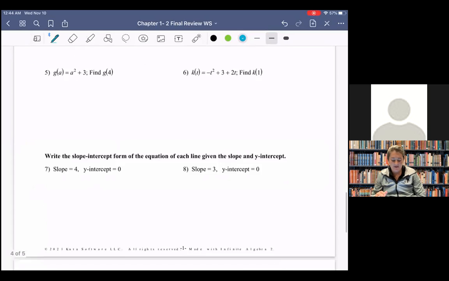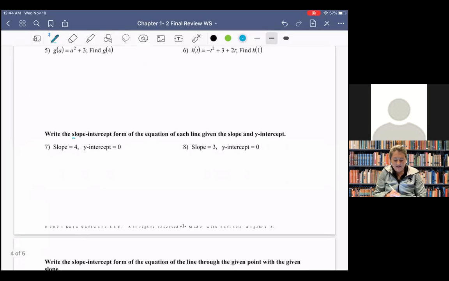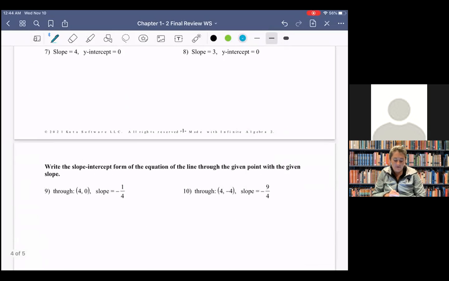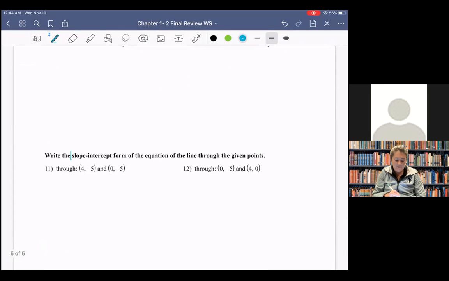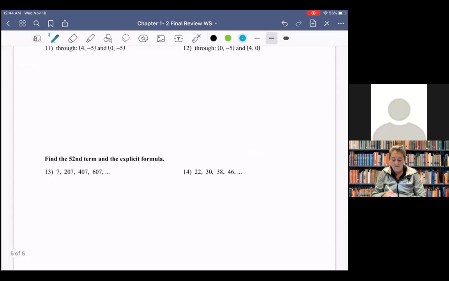So evaluate each function. And then we're going to write the slope-intercept form of some lines. That's y equals mx plus b. So we're going to write some slope-intercept form, some more slope-intercept form, even more slope-intercept form. And then for the very last one, we're going to write the explicit formula of a sequence.